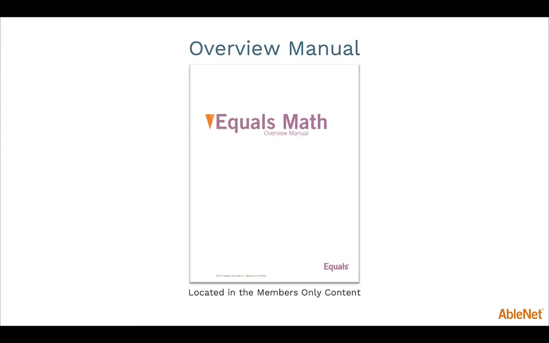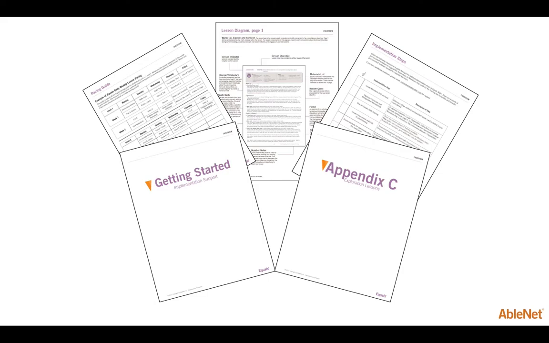To begin, we will start with the essential curricular resources found in the members-only content. Please take a moment to locate the Equals Overview manual shown here. This can be found in the Resources folder. This resource supports the implementation process and provides you with important information as you get started.